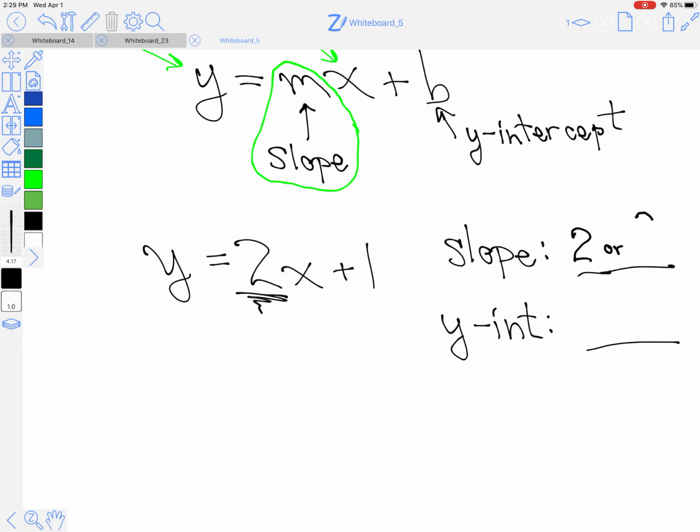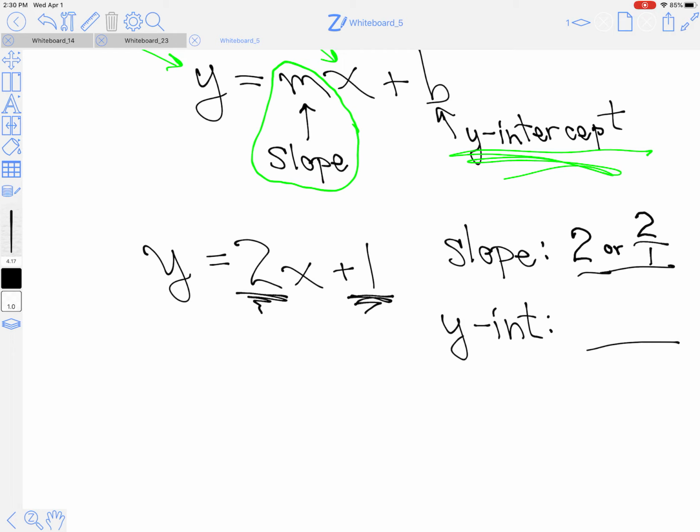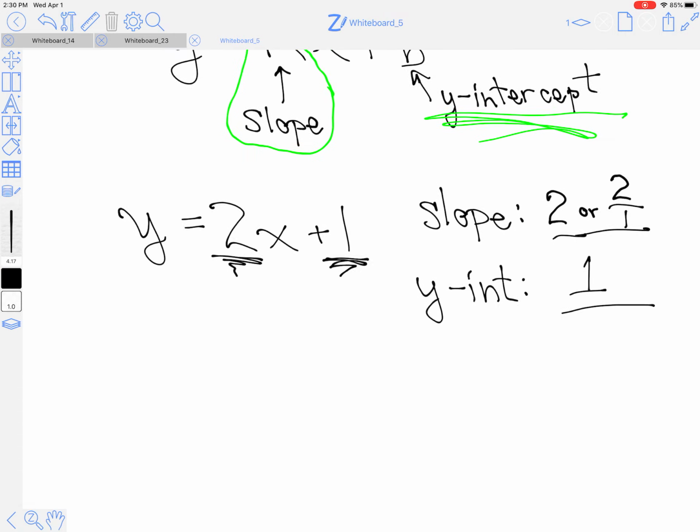Or we could also write it this way, 2 over 1. It means the same thing, and you'll see why I'm writing both of those in just a second. So the slope is 2, or you could say 2 over 1. The second part, find the y-intercept. Just like up here, the y-intercept is that last number that's by itself with no variable, plus 1. So I know my y-intercept is a positive 1 because it says plus 1. It doesn't have a negative sign there, so it's a positive number.